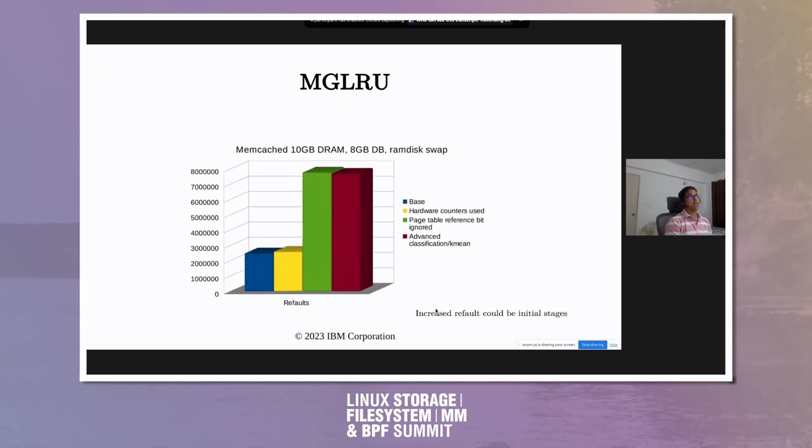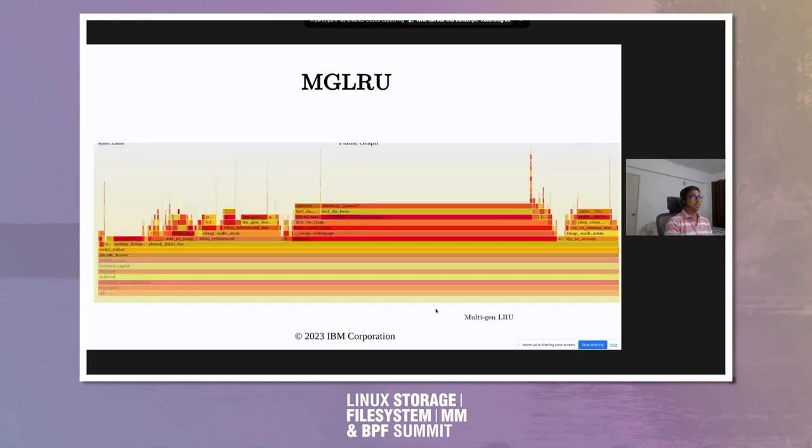So that's on the MGLRU side. My observation is that optimizing multi-generational LRU is really, really tricky because of the cost involved in estimating the relative hotness. This is the flame graph view of multi-generational LRU. As you can see, there is folio reference, the RMAP walk. There's the big chunk here.